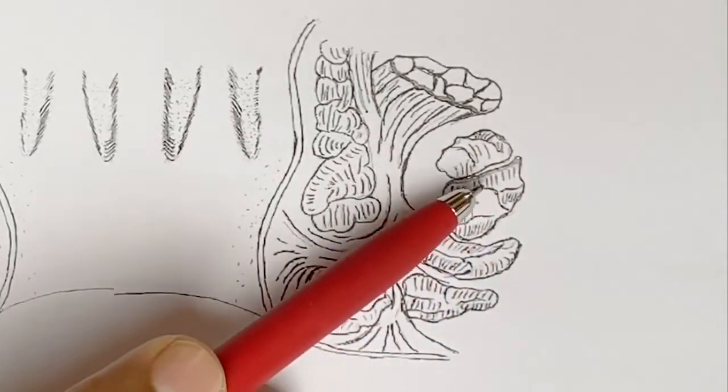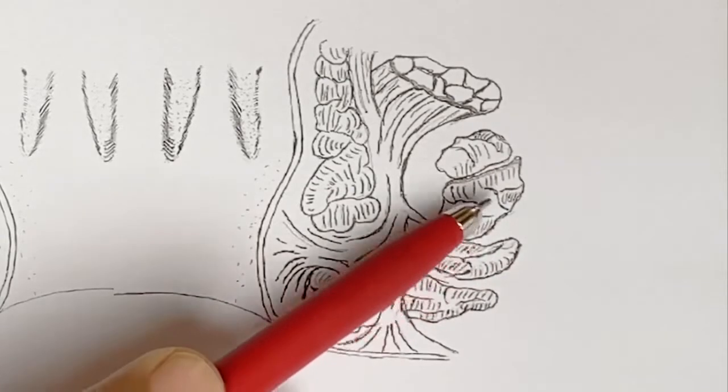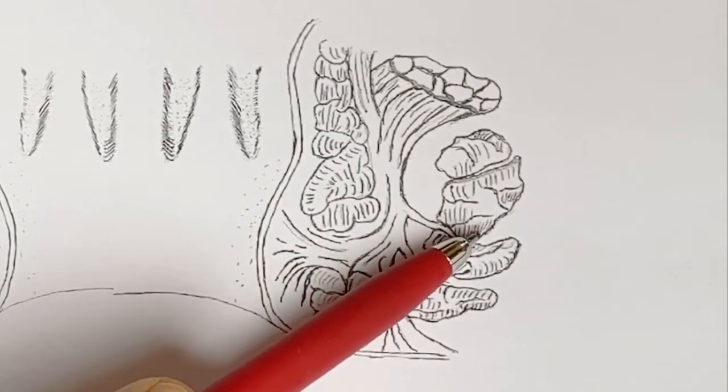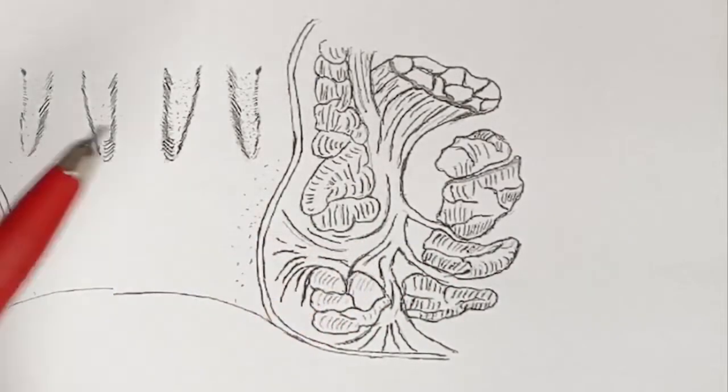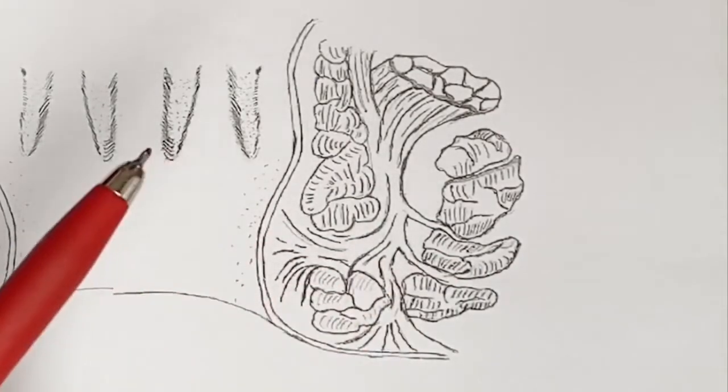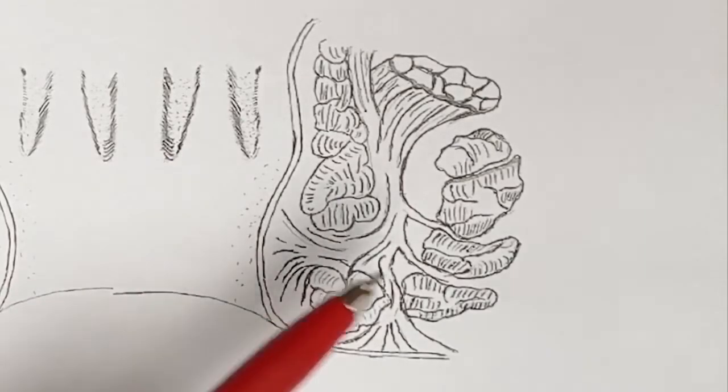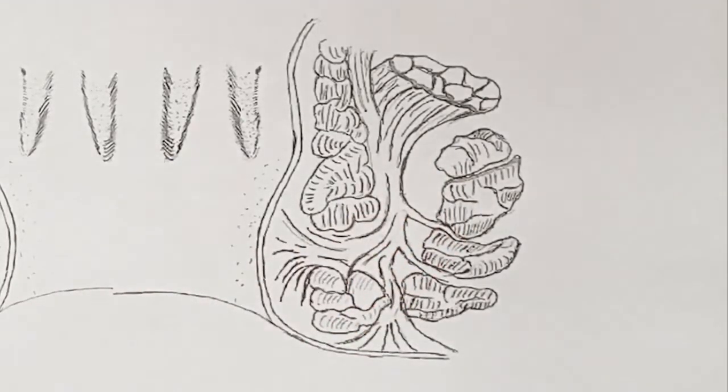Whereas the deep anal sphincter is just like a collar. In front, however, some fibers decussate and join the superficial transverse perineal muscles of the opposite side. So this is about the anal sphincters.